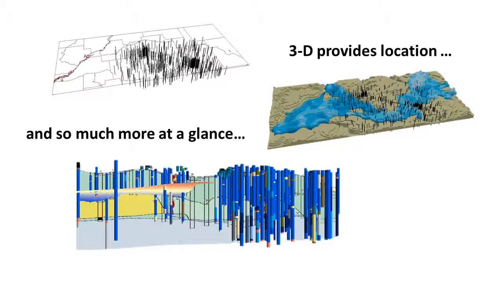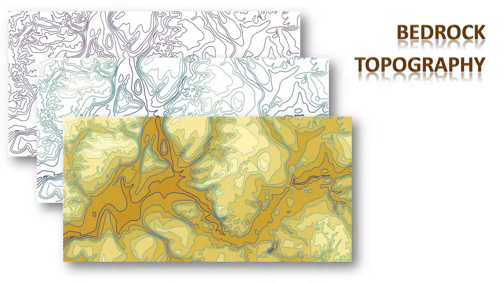The points have become cylinders that are color-coded for material. Cylinder heights show well depth. You can already begin to see spatial relationships among the various colors.